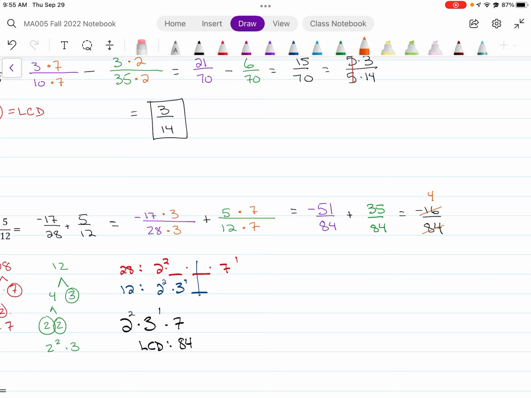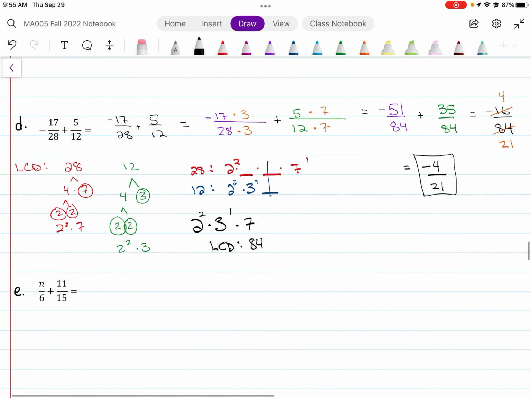How many 4s are in 84? Use your calculator if you need to. And I find that there are 21 4s in 84. So the final answer here is negative 4 over 21. Okay?